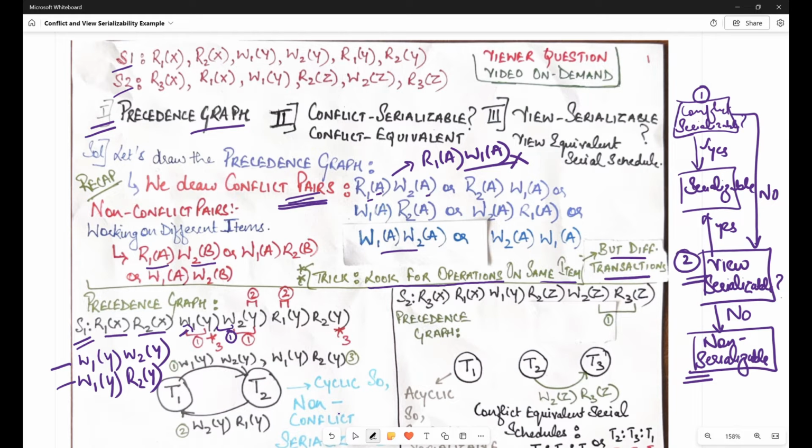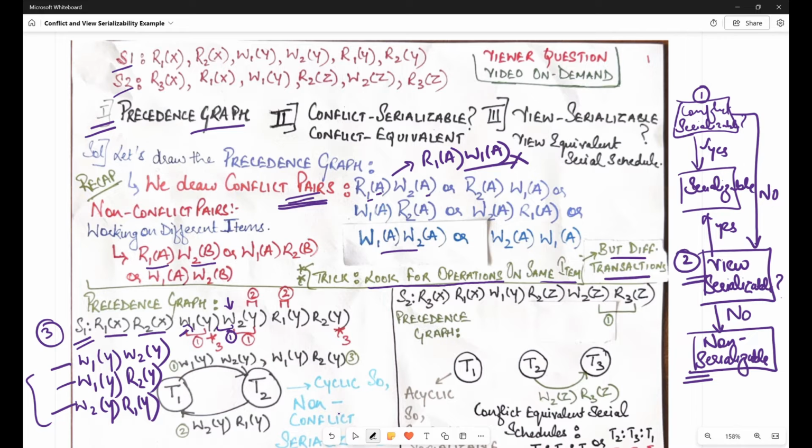Now we are done with this particular operation. Let's start again comparison with this one. So W2Y and then we'll compare the next operations with this. So W2Y, R1Y, yes. Both the transaction numbers are different, item is same. So this is another conflict pair. W2Y, R1Y. Let's compare this with this one. So W2Y, R2Y, again same transaction, it cannot be a conflict pair. So we've identified we have three conflict pairs.